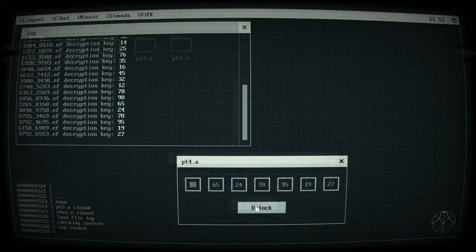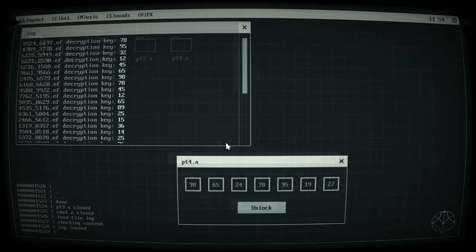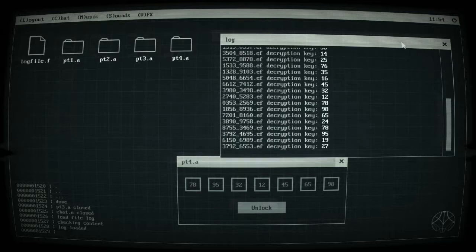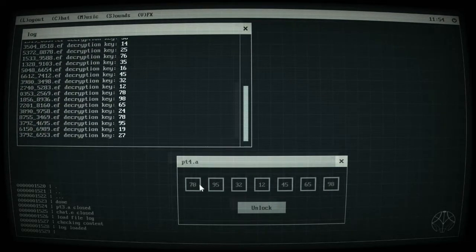Let's go. 98, 65, 24, 78, 95, 19, and 27. No? Do we start from the top? 78, 95, 32. This sounds familiar. 65, 98. No. Do we skip every other number? Uh-oh. I thought I broke something back there. Do we skip every other number? 1, 2, 3, 4, 5, 6, 7, 8, 9, 10, 11, 12, 13, 14.